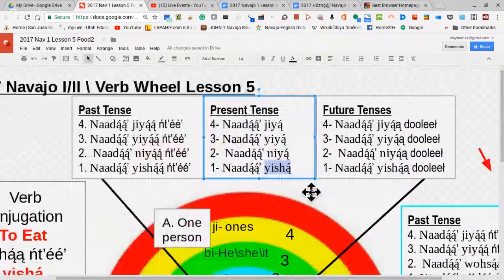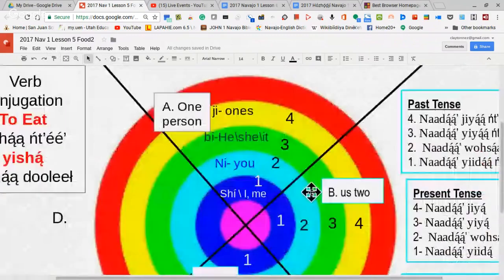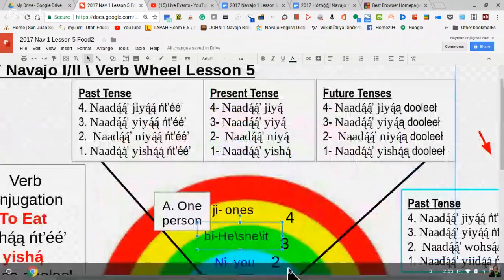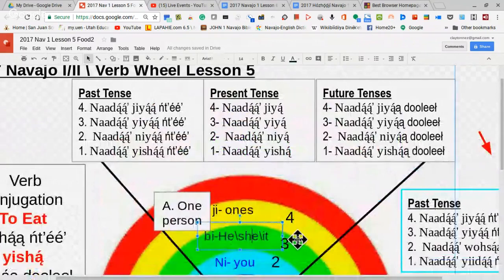I. Okay. When you were down here, it was me. Dark blue is I, or sh. Light blue is you, or ne. Green is the third person. When I say third person, I'm talking about there's me, there's you, and then someone else. So someone else is the third person. It could be a she, he, or it.